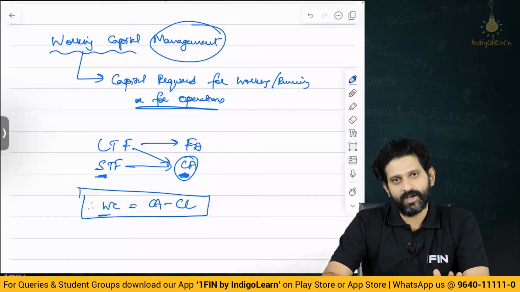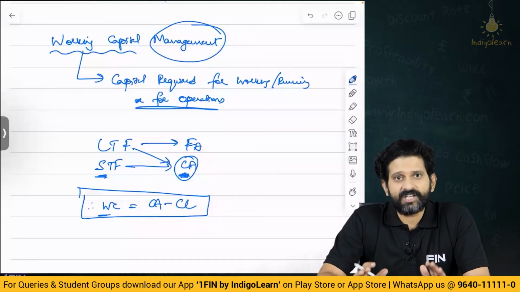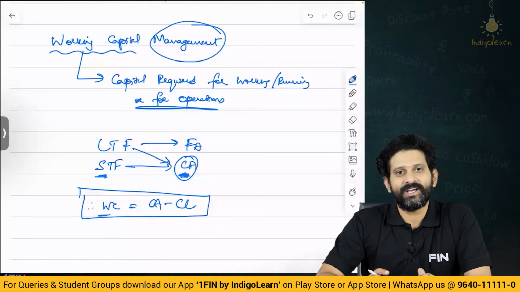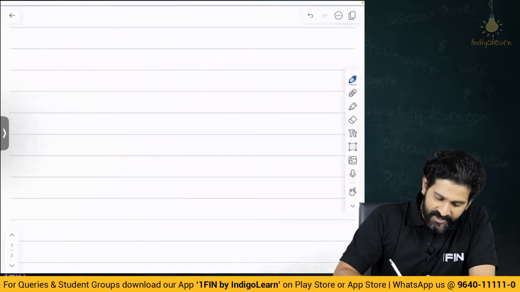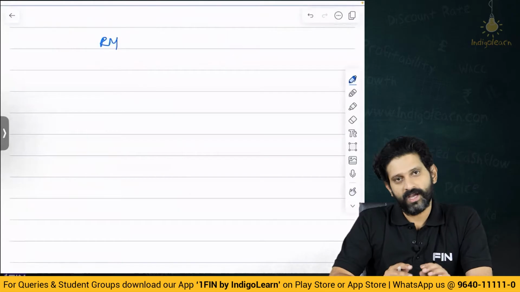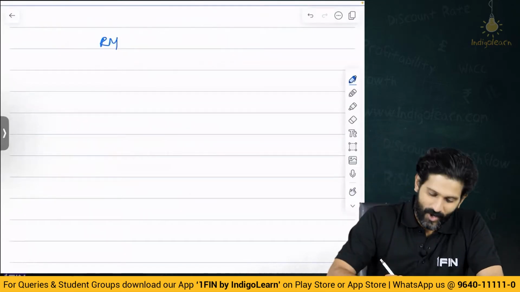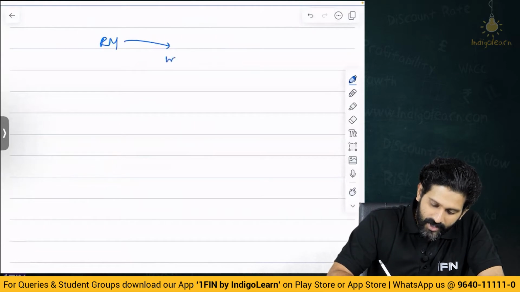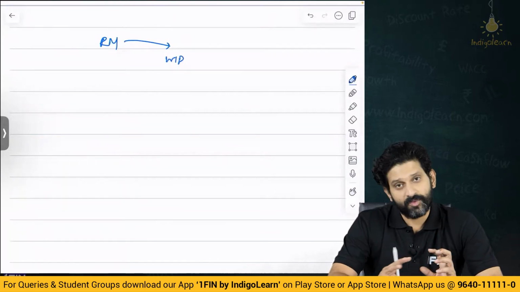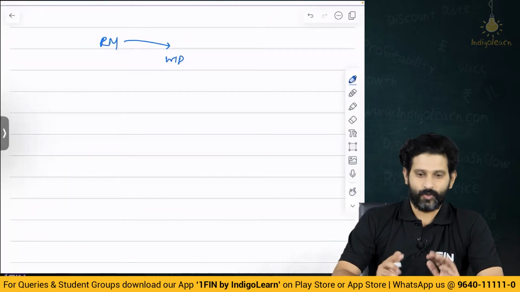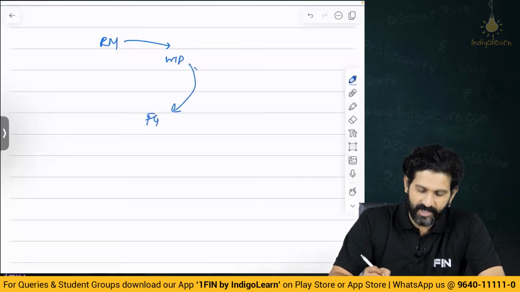Now tell me, the moment I buy the raw materials, will they generate cash for me? No. The moment I start my operations, I first purchase the raw material. Do I get cash? No. Raw material goes for work in progress. The moment the work is being done, do I generate cash? No. The work in progress will be done once the finished goods are ready.